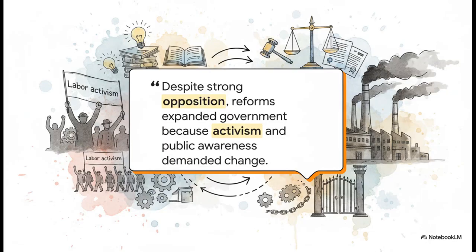Okay, let's see this thing in action. Take a look at this example. See the parts? You've got the counterargument right up front. It acknowledges that strong opposition from industrial elites. Then, bam, the main argument comes in, confidently stating that reforms expanded government oversight. And the best part? The reasons, labor activism and public awareness. That's your roadmap for the entire rest of the essay. You've literally just outlined your body paragraphs.